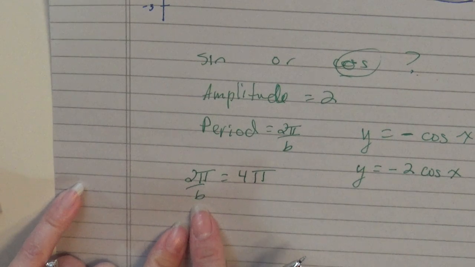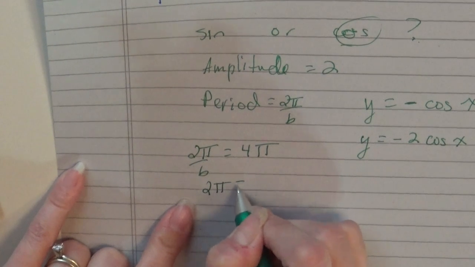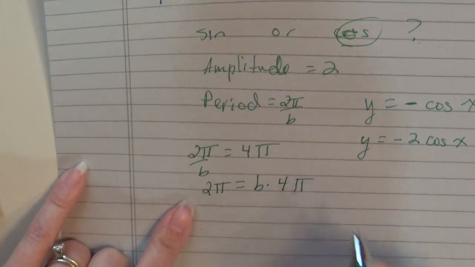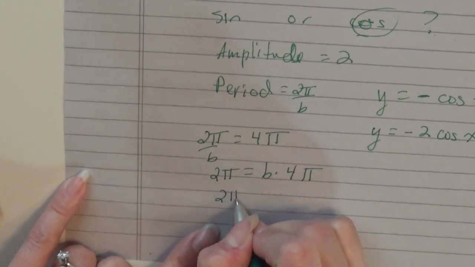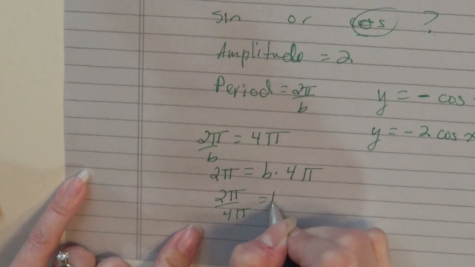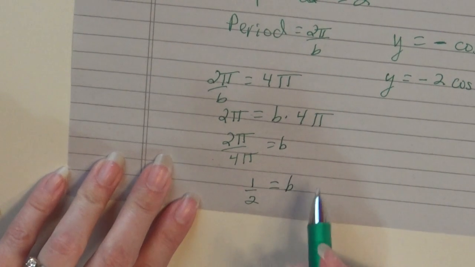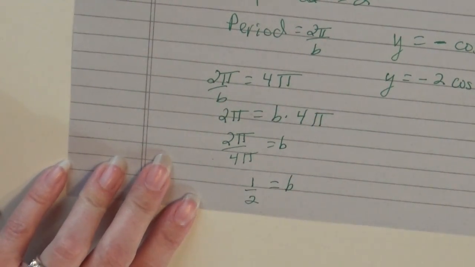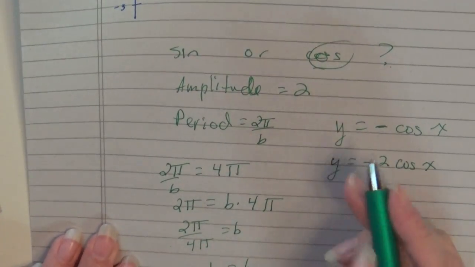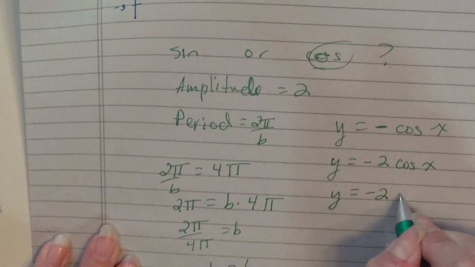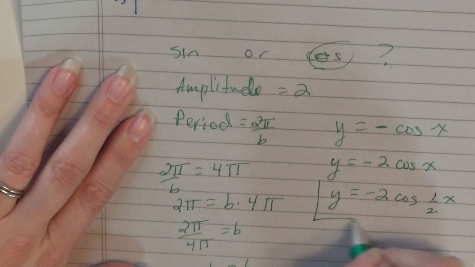I can get rid of this fraction if I multiply both sides by b. So I've got 2 pi equals b times 4 pi. And I can divide both sides by 4 pi. So 2 pi over 4 pi, and I can simplify that down to 1/2. So that means b is equal to 1/2. So with this information now, my equation will become y equals negative 2 times cosine of 1/2 x. And that's it. That's my equation.